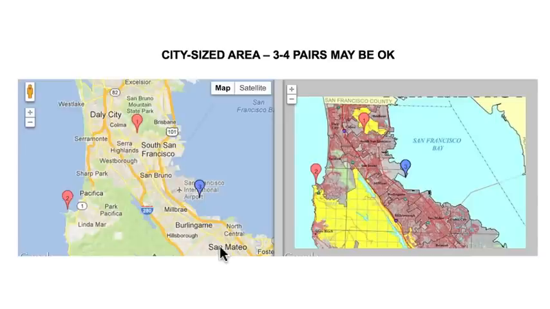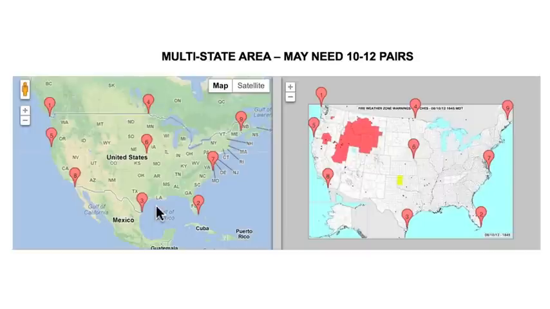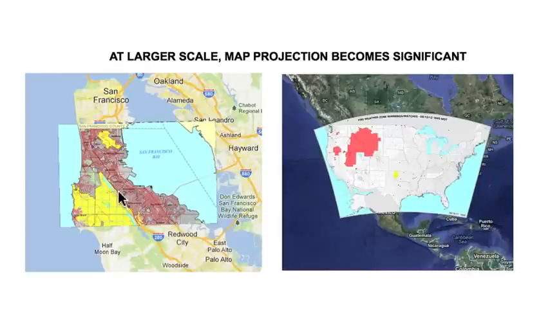If your overlay covers a city-sized area, you may find that 3 to 4 pairs of tie points are good enough to give you a precise alignment. For a multi-state area, you may need up to 10 to 12 pairs of tie points. And the reason for that is that at larger scale, the map projection becomes significant, and we actually have to curve the overlay image in order to make it line up with the base layer.